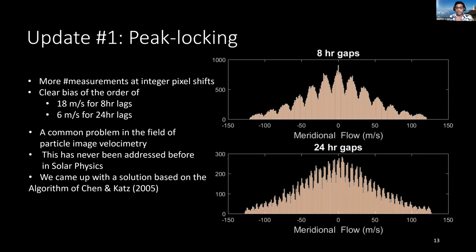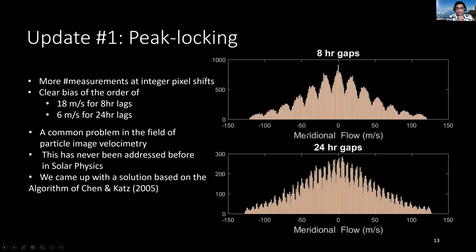If you plot a histogram of all the velocity measurements measured over a Carrington rotation in terms of meridional flow, you would expect to get a Gaussian-like profile, but what you get is a spiky profile where each of these peaks is separated by 18 meters per second, if you're using an 8-hour gap between two successive magnetograms when you're tracking. If you're using a 24-hour gap between two magnetograms, these spikes are spaced at 6 meters per second.